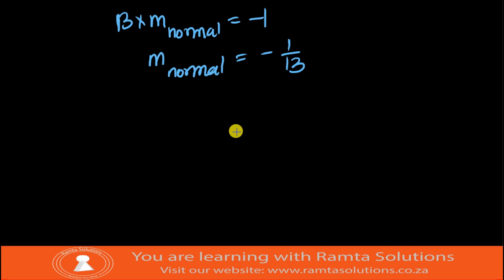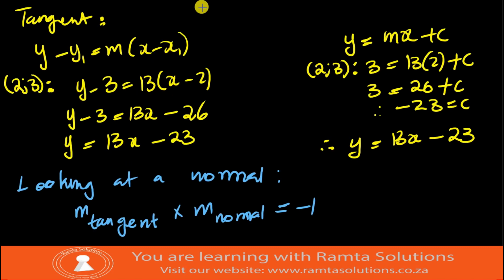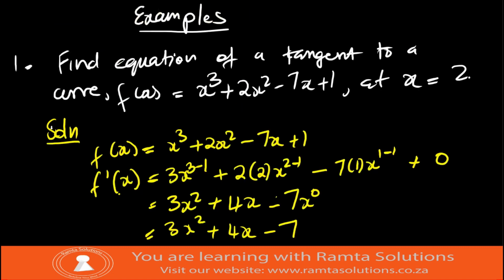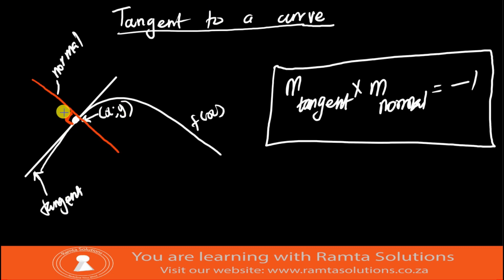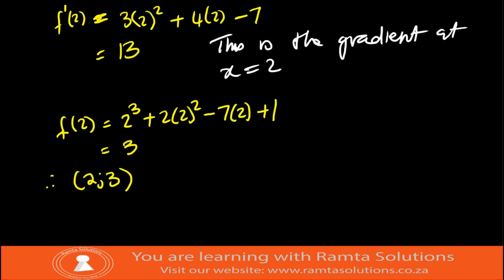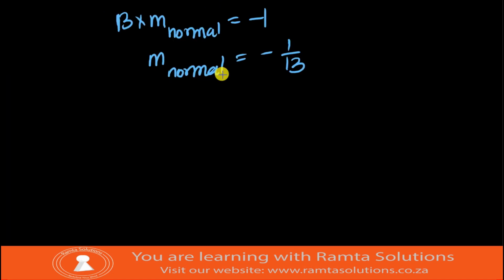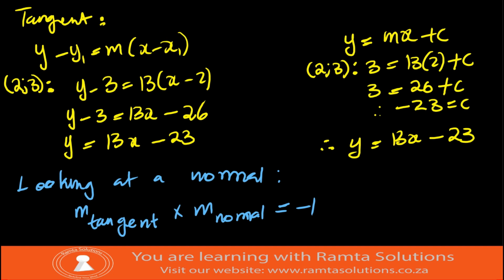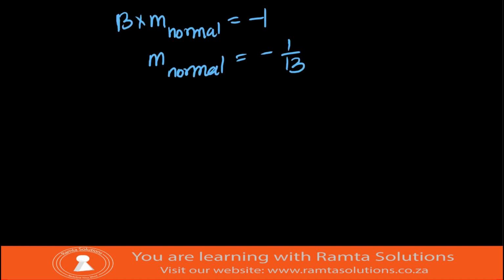So if the question wants you to find the equation of a normal, you will do the very same thing that you did here, because the normal is also passing through this point. This is how you will be finding the equation of a normal if they ask you to look for it. So now you have seen how to find the equation of a tangent to a curve, and in the same way you can also find the equation of the normal to the curve at that point.